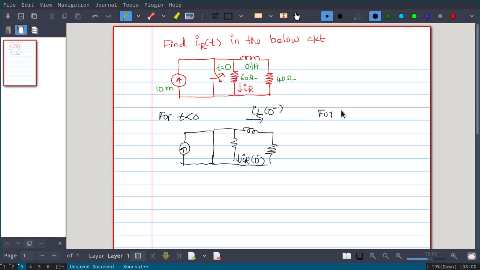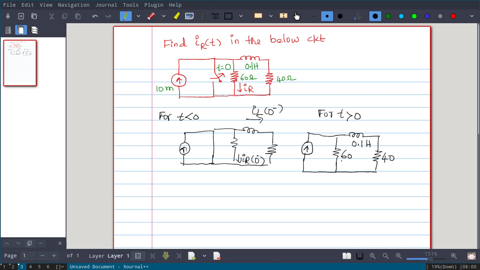For t greater than 0, what is the circuit? The switch will be opened. So the switch being opened means this branch will not be there. So this directly goes like this, and you have the 60 ohm, 40 ohm and 0.1 Henry, and the current flowing through this is IR, and this current is 10 milliampere. Okay, so this is IR at t greater than 0. Okay, now we will solve this one.